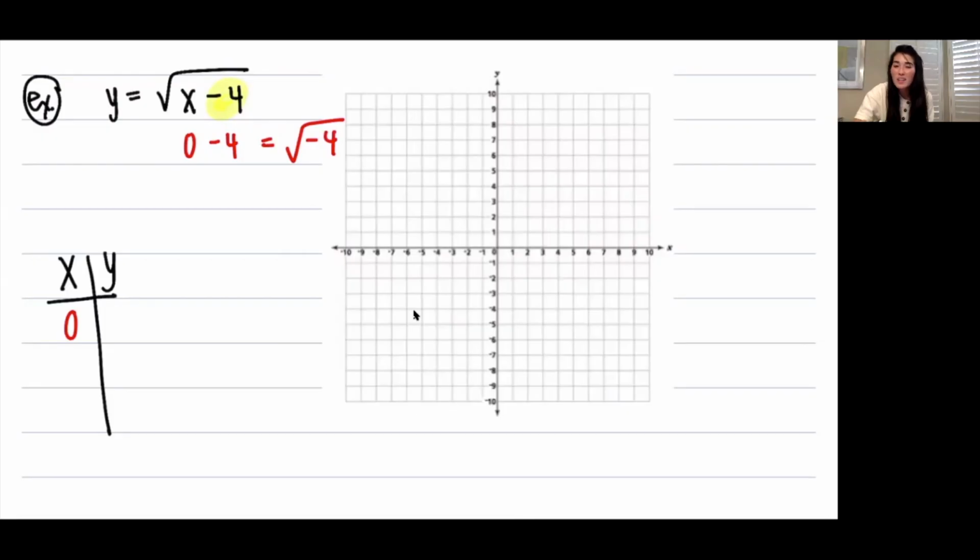I can't take the square root of that. So because that number is underneath the square root, it actually changes our starting point. So that's going to be something to consider, and we actually want to watch out for that. This is what you need to do to find the starting point for any radical graph.